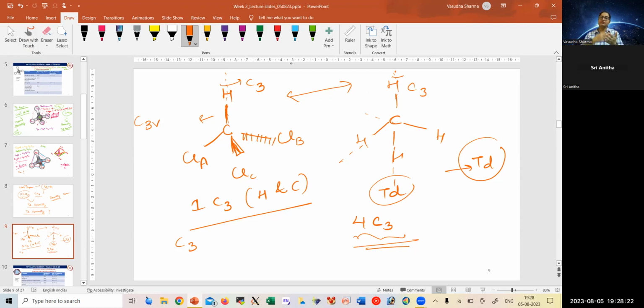So beyond those 4 C3s, there would be many C2s, many sigma planes, and S4 would be there. So there are many symmetry elements, whereas in the case of CHCl3 there is a limited number of symmetry elements. That differentiates CHCl3 from CH4 on the basis of symmetry. So with more symmetry elements, you will have more symmetry.